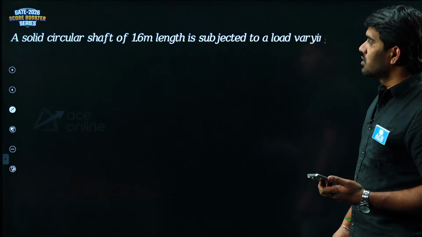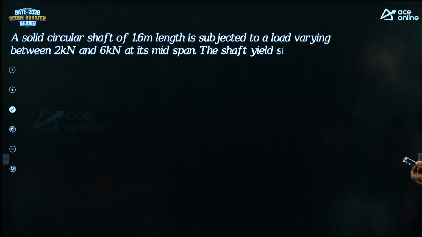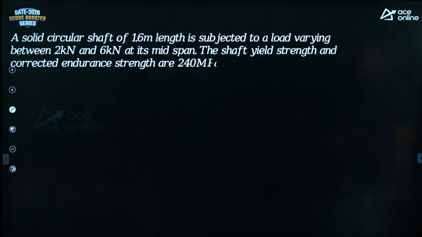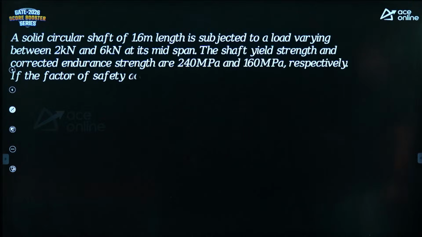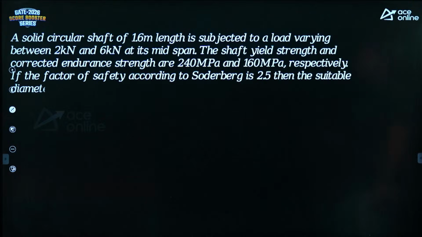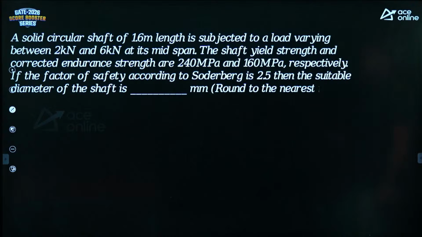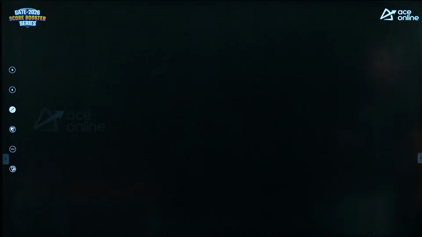Observe this carefully. A solid circular shaft of 1.6 meter length is subjected to a load varying between 2 kilonewton and 6 kilonewton at its midspan. The shaft yield strength and corrected endurance strength are 240 megapascal and 160 megapascal respectively. If the factor of safety according to Soderberg is 2.5, then the suitable diameter of the shaft is. He is asking us to identify the suitable diameter of the shaft.